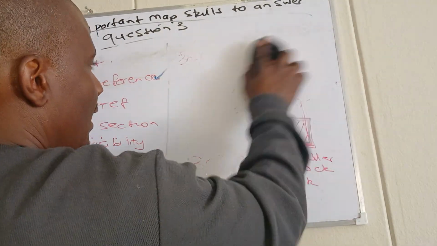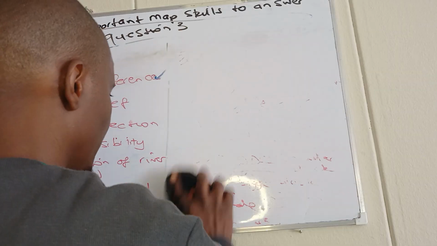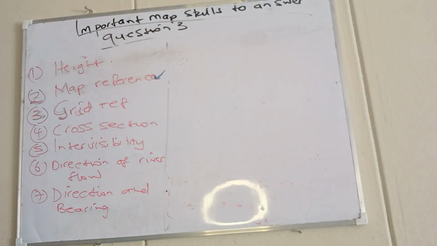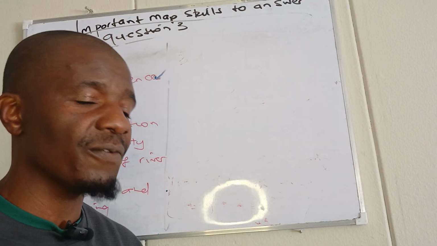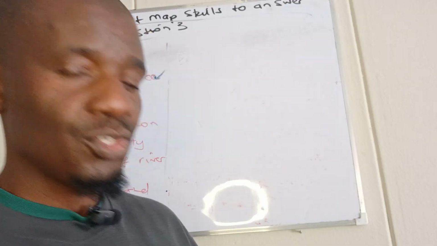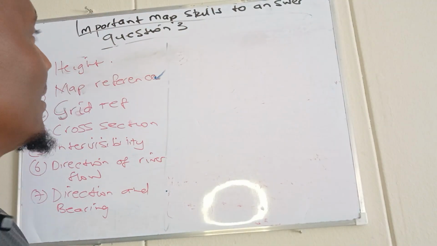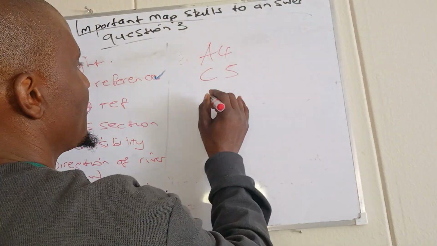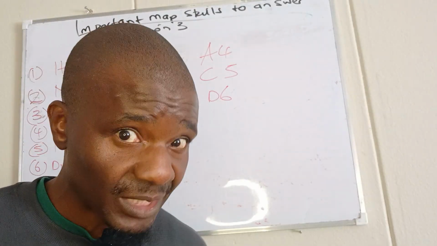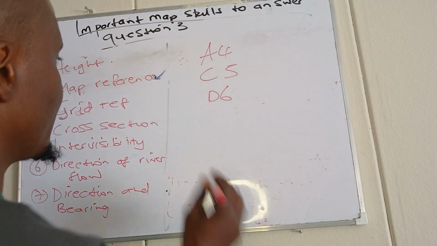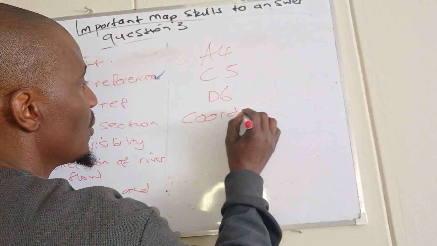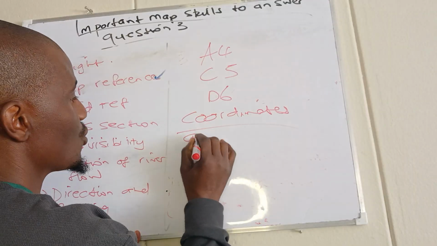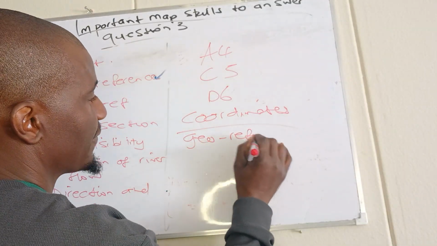The next thing that I'm going to talk about is the grid reference. Normally, when you hear the word grid reference, some of you think of it as being alphanumeric. That is your alphabet first, then your number next, like A4, maybe C5 or D6. Of course, that's part of grid reference. But when you talk about grid reference at this level, we also include the coordinates, which is also what we call georeferencing.